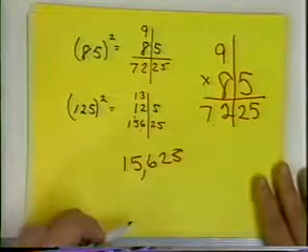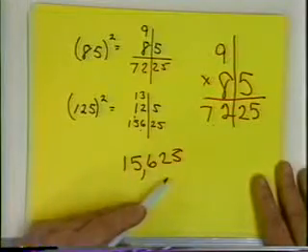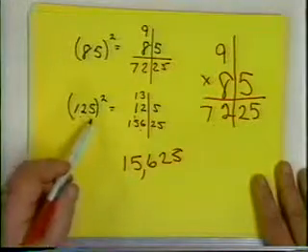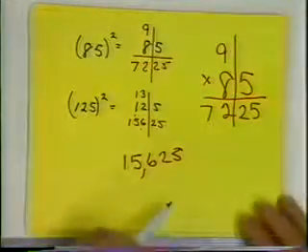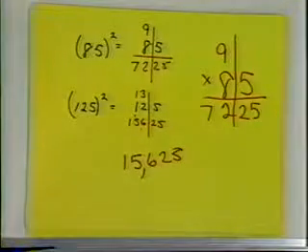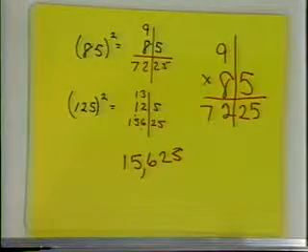15,625. So in other words, to square 125, that's 15,625. Do you understand the nature of this little trick? Do you see what we're saying? By the way, is that a very practical thing to know?